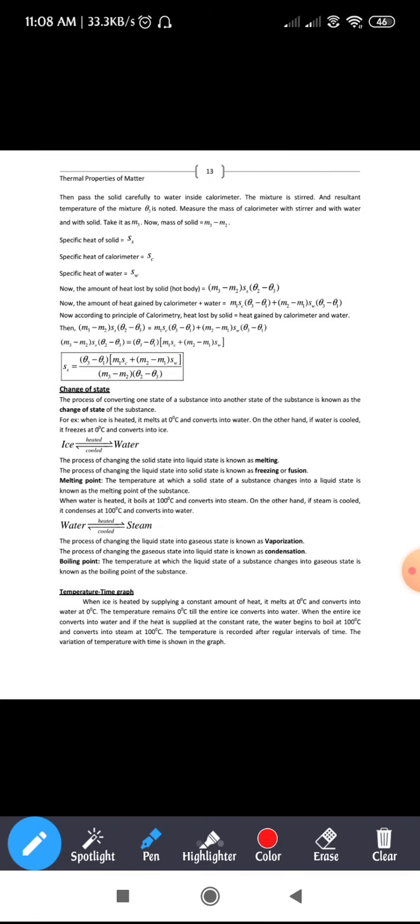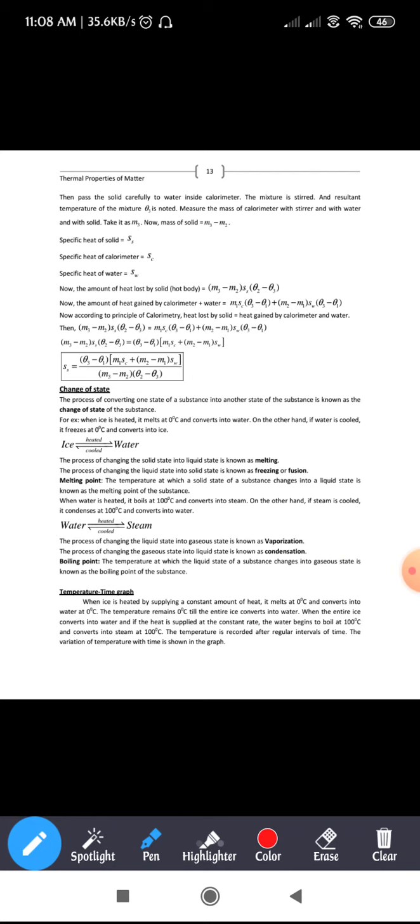I think we also went through this change of state, right? As you know, when you supply heat, what happens to ice? It gets converted into water, right? That is what we call change of state.